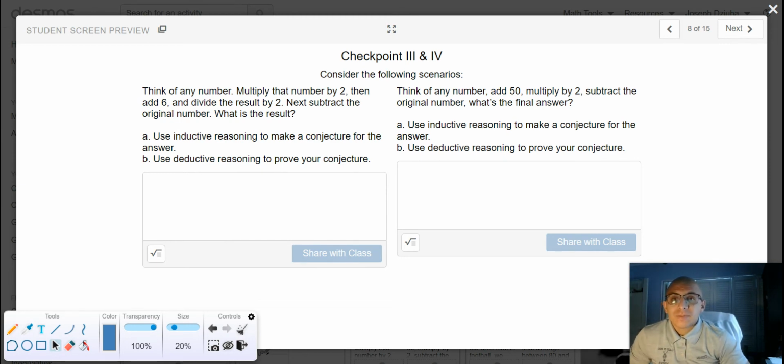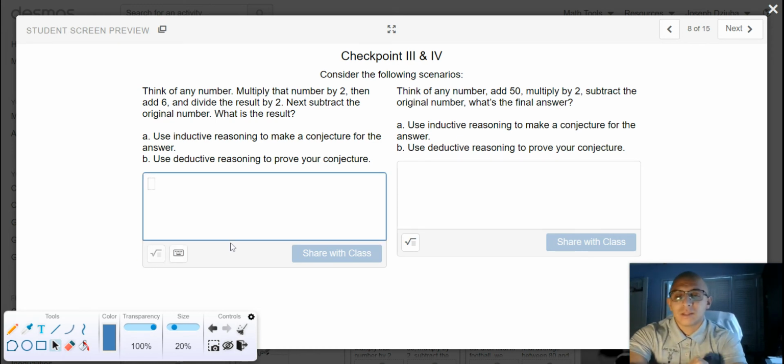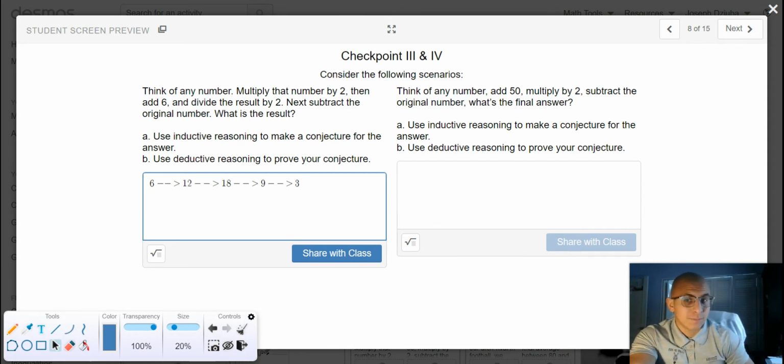So in this instance, we need to think of any number, multiply that number by 2. So let's start. Let's think of a number, 6. Gets us to 12, right? We multiply that number by 2. Then we add 6 to it. Give us 18. And then divide the result by 2. Gets me to 9. Subtract the original number. So 9 minus 6 is 3. My result here is 3. Okay, that's one specific example.